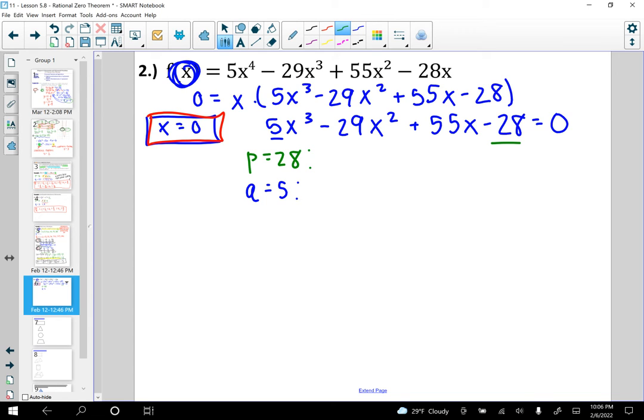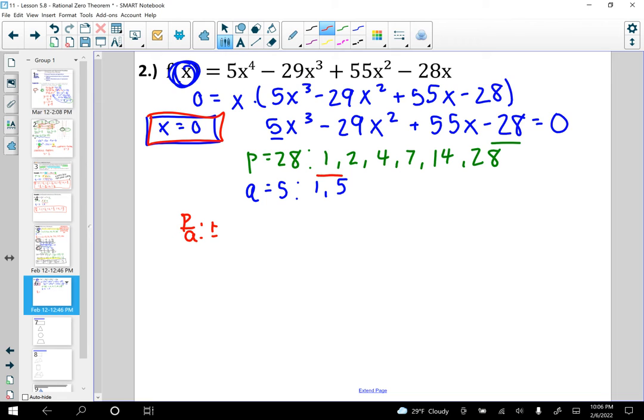Okay, so rational zeros theorem, our big takeaway from today, says list the factors of 28. So you got 1 and 2. 3 is not a factor. 4 times 7. 2 times 14 and 28. Factors of 5 are just 1 and 5. So to make our list here, take all your P's, divide them by all your Q's.